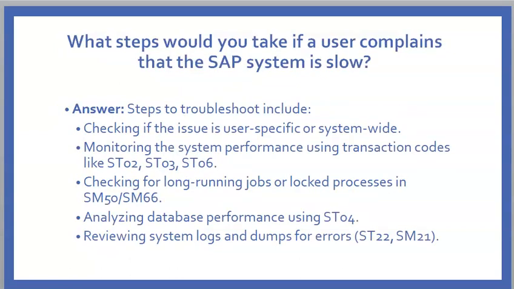What steps would you take if a user complains that the SAP system is slow? Answer: steps to troubleshoot include checking if the issue is user specific or system wide, monitoring the system performance using transaction codes like ST02, ST03, ST06, checking for long running jobs or locked processes in SM50/SM66, analyzing database performance using ST04, reviewing system logs and dumps for errors (ST22, SM21).